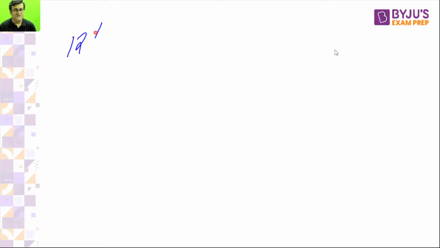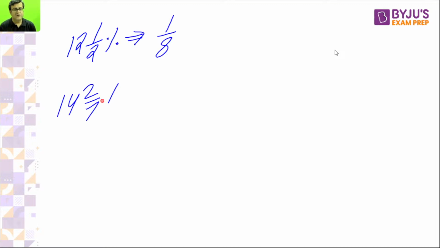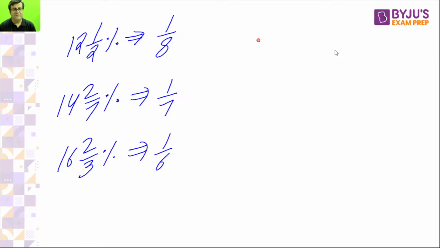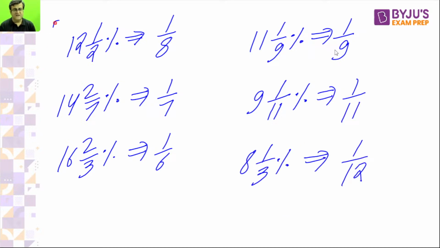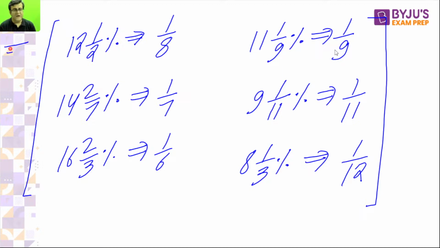Tell me, 12 1 by 2%, if you find this term, how much is the value? 1 by 8. 14 2 by 7% means 1 by 7. 16 2 by 3% means 1 by 6. 11 1 by 9% means 1 by 9. 9 1 by 11% means 1 by 11. 8 1 by 3% means 1 by 12. So these are the terms, 6 different terms, so you can use them: 1 by 8, 1 by 7, 1 by 6, 1 by 9, 1 by 11, 1 by 12. Okay.